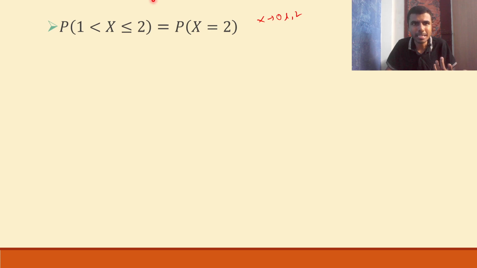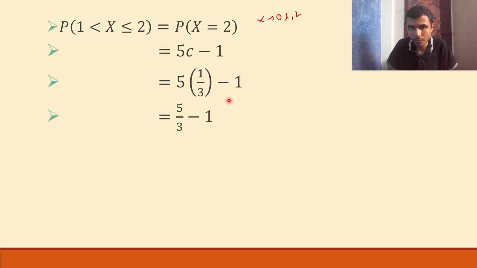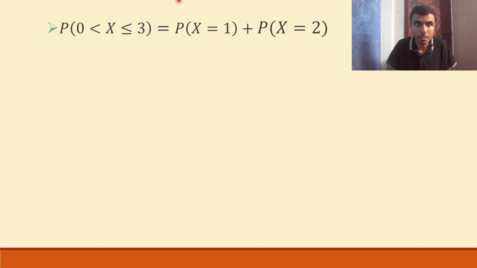So this probability is nothing but the probability that capital X equals 2, and that is 5c minus 1. You can refer to the question. So 5 into 1 by 3 minus 1, 5 by 3 minus 1, and that would be 2 by 3. Done. Now next, the probability that 0 less than capital X less than or equal to 3.